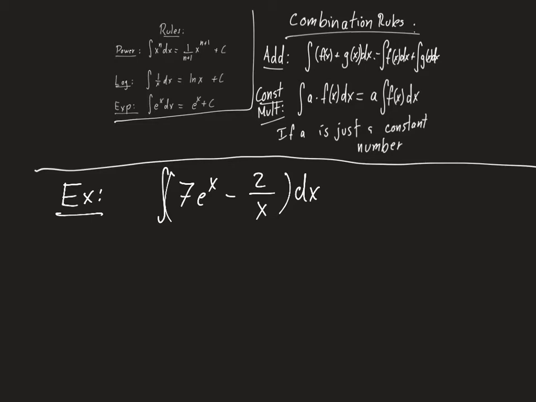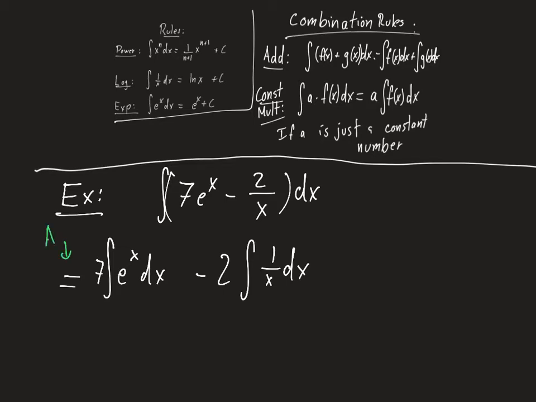Okay, so this isn't going to be much more complicated than any other problem. First, we're going to split this up using our addition and constant multiple rules to see that this is going to be equal to 7 times the integral of e to the x dx minus 2 times the integral of 1 over x dx. And to see this, I've used the addition rule and the constant multiple rule.